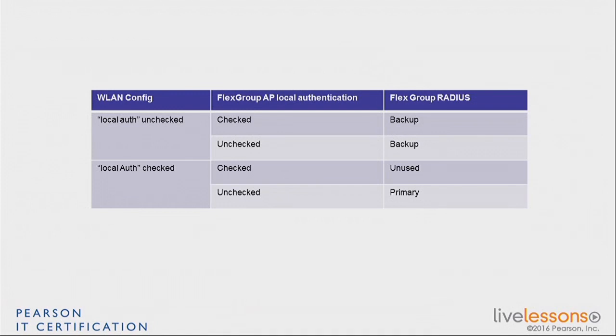Now, if you used the local auth checked and you say, I want to delegate authentication locally to the Flex group, well, then it depends on how you configure the Flex group. If you didn't configure any local AP authentication, then you have to have a Radius defined at the FlexConnect group level because that will be your primary method. So if you send things to the access point, if you have Radius defined, you're going to use that Radius. But if you also configured the local AP authentication, then you don't care about the Radius because you said specifically that the local AP had to be used for authentication.